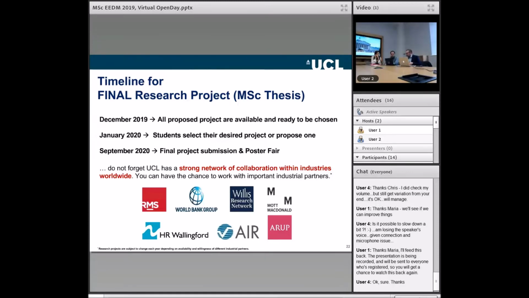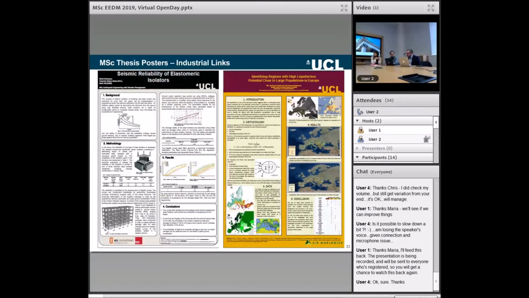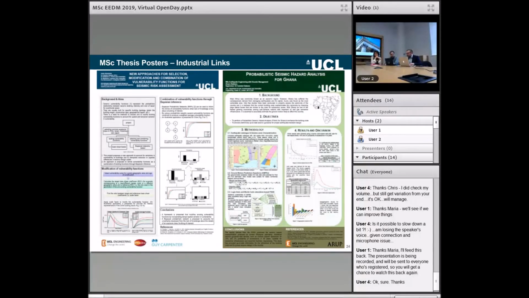These are a few examples of industrial projects, but we also offer very heavy research projects. For instance, Kiran is here in the room. He will be involved during summer in a research project funded by the British Council looking at multi-hazard risk and resilience of historic buildings in the Philippines. We'll be traveling there together with other people involved in the project, doing data collection, and his project will pretty much be built around that research project.